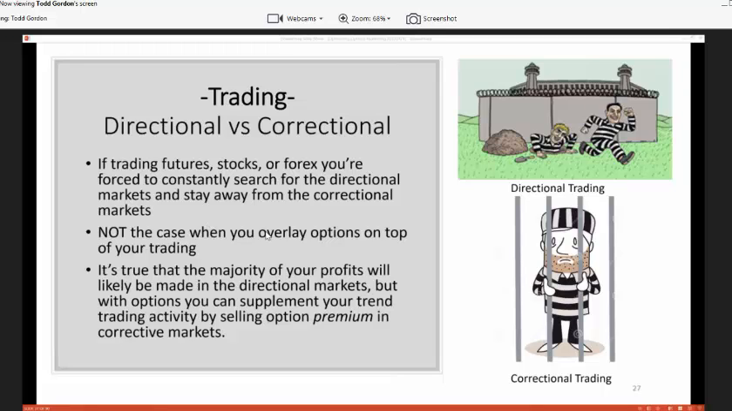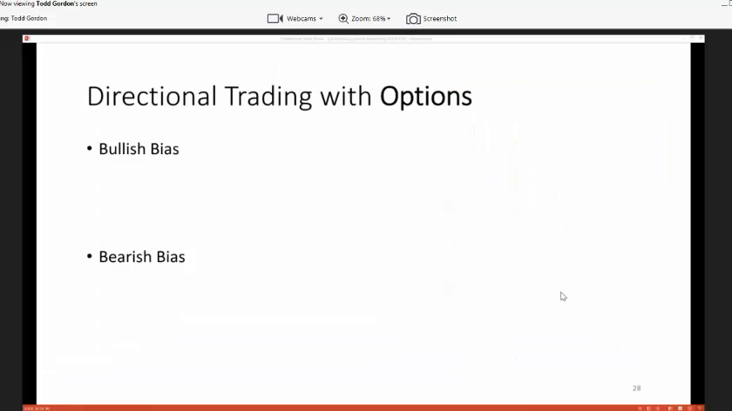This is not the case when you start adding options to your trading. You can begin to make money when you're in a correctional environment and the market's going nowhere, okay? Markets spend a lot of time in that corrective environment. So you can buy options in direction, and you can sell options and be delta neutral, which is what they call it, in correctional environments. So when you have an understanding, a context of where the market is, either directionally trading or correctionally trading, you know whether to be buying options or selling options, and it opens a whole new world.